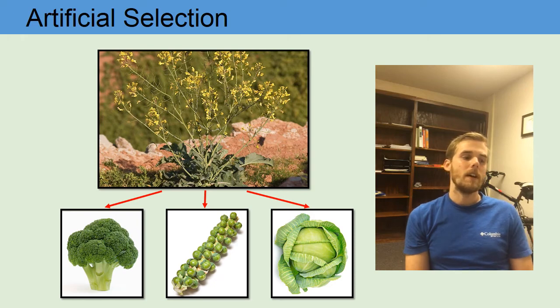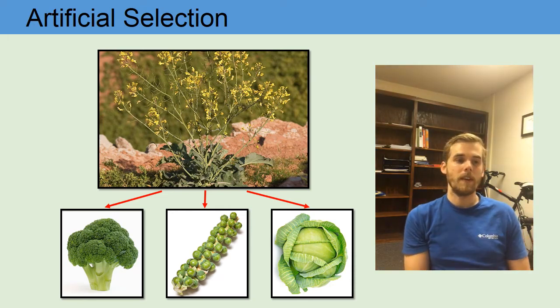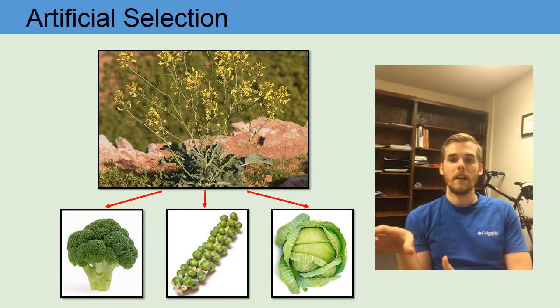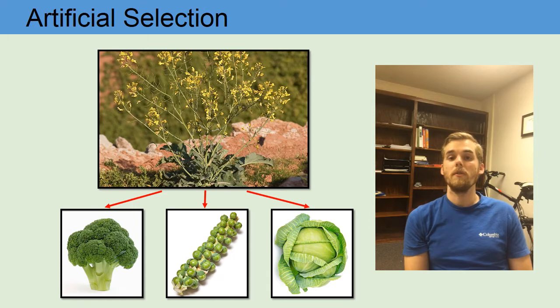So this is a very similar process to natural selection. It's just that with artificial selection, humans are doing the selecting, and with natural selection, nature is doing the selection through differential survival and reproduction. So we'll now move on and talk about the concept of the gene pool.